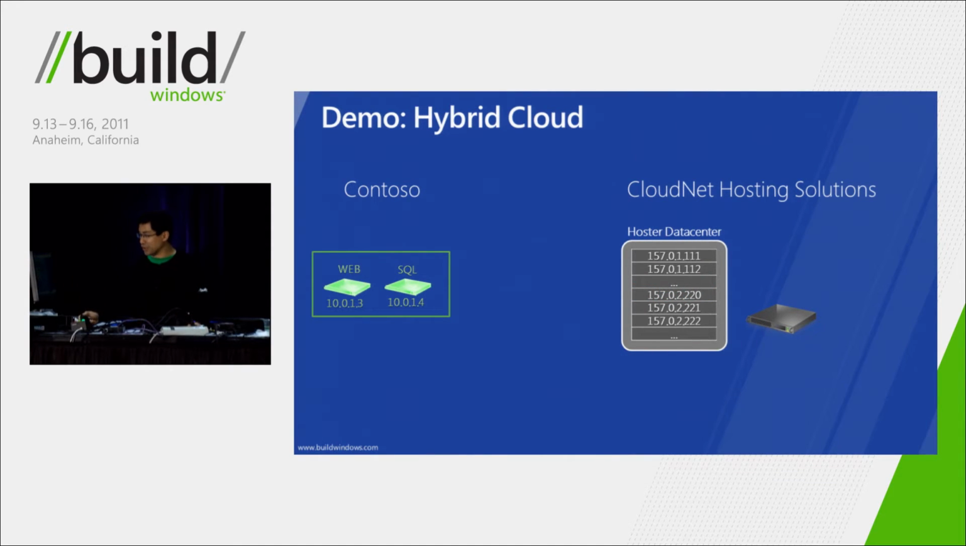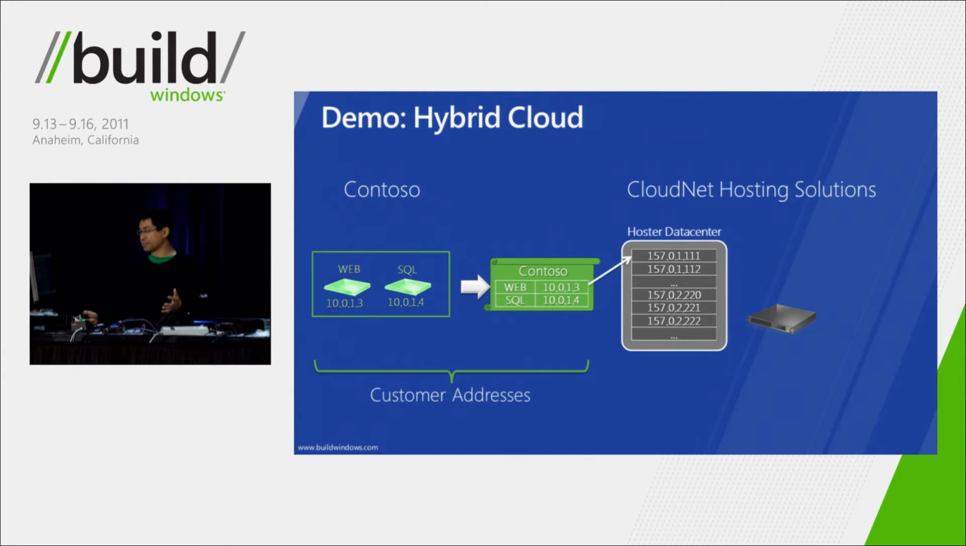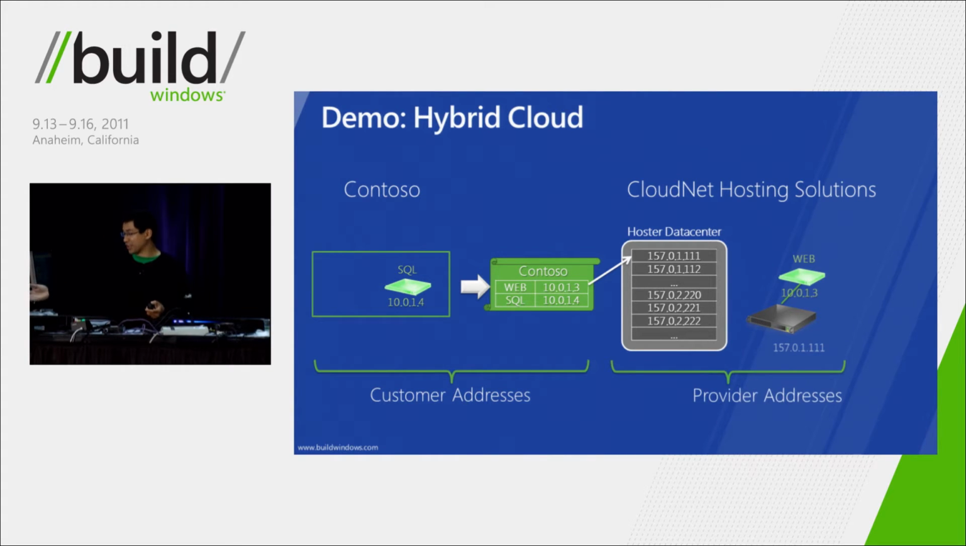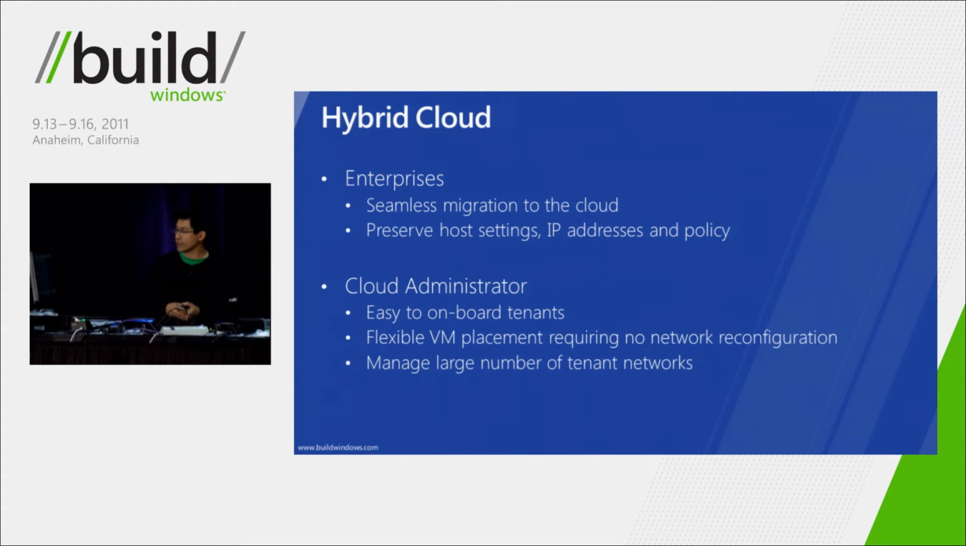We take the Contoso web server, and we're onboarding the web server to the cloud. As you can see, the customer web server is still keeping the same address, while underneath, the virtualization maps it to a different IP address. When we move to a different IP address, which I'm not showing here, it'll just map to 2.222, and then we update the mapping on the other host so that the host knows where to route this packet to.